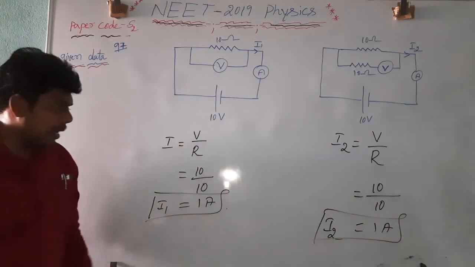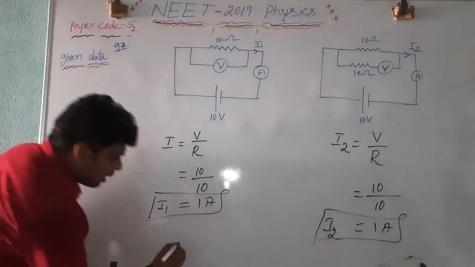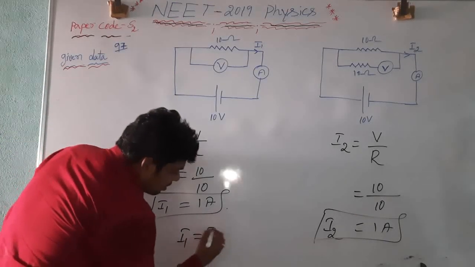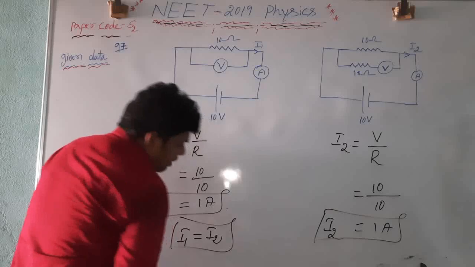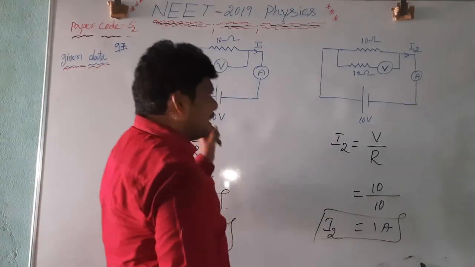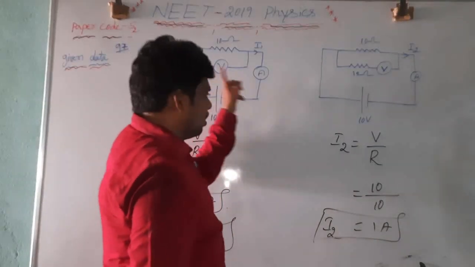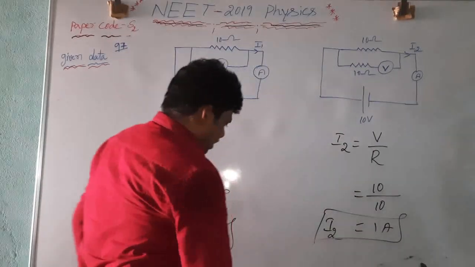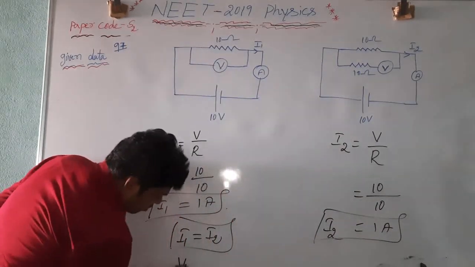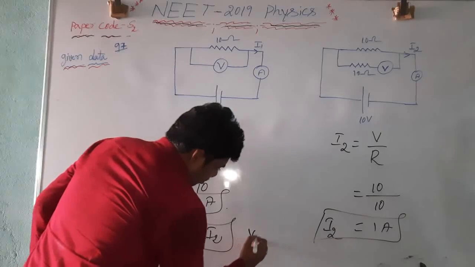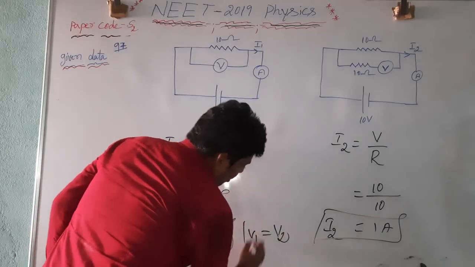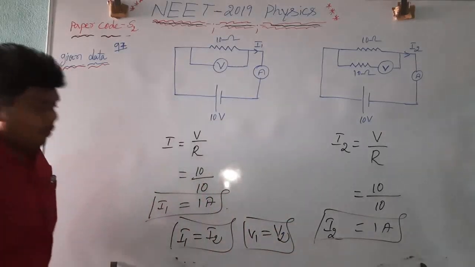I1 is equal to 1 ampere. I2 is also equal to 1 ampere. We can make I1 equal to I2. Again, what about V here? We have taken the 10 volt. Then V1 is also equal to V2.